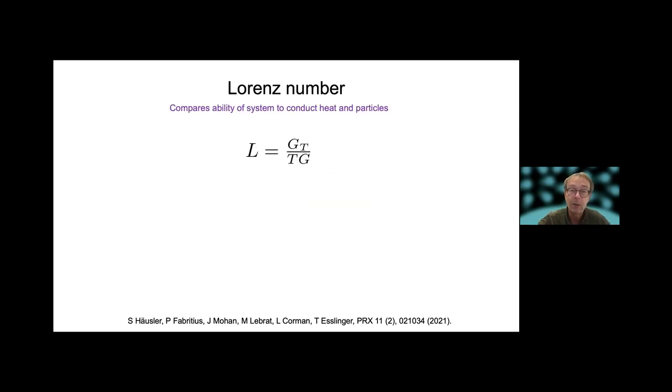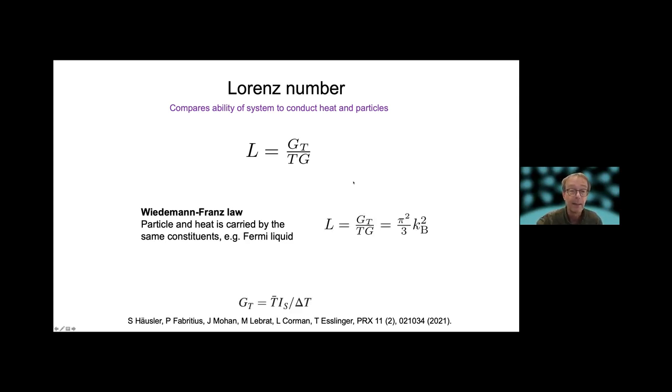We can also measure the Lorentz number, which, for a Fermi liquid, you would expect to follow the Wiedemann-Franz law. I mean, it compares the ability of the system to conduct heat and particles.